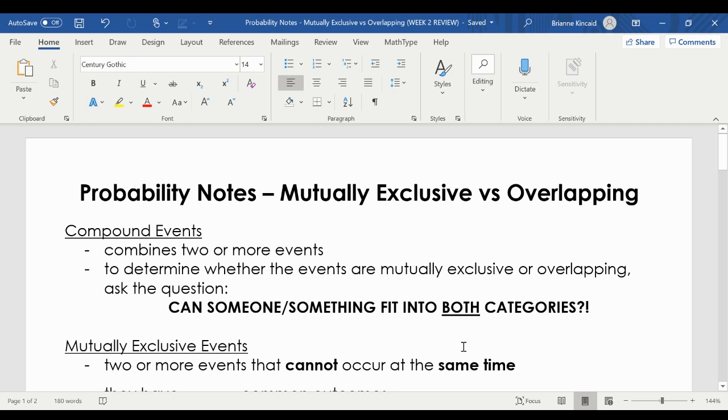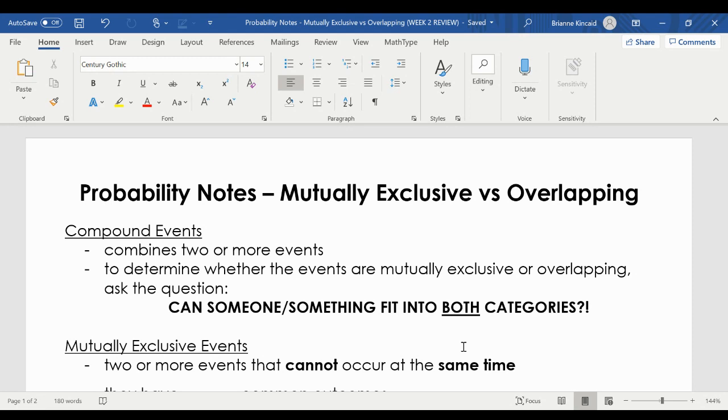Hey everyone, this video is a review of mutually exclusive versus overlapping, just a couple quick examples to kind of put it all together. So remember here we're talking about compound events or compound probability, which is two or more events being combined. And then to determine whether they're mutually exclusive or overlapping, we want to ask the question, can someone or something fit into both categories?